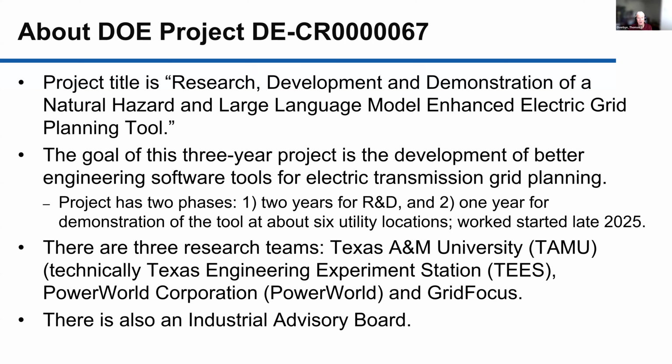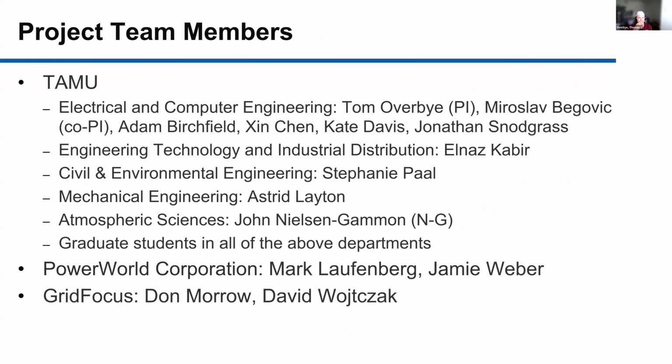This project involves us here at Texas A&M University, people at PowerWorld Corporation, and then a consulting firm called Grid Focus. Okay, so that's the project team members. The reason why I put it on is we have project team members, of course, from electrical and computer engineering, power systems people, but we also have people from mechanical engineering, atmospheric science, civil and environmental engineering, because we're trying to model the impact of external events such as earthquakes or more extreme weather on the grid. So we're tapping the expertise that we have here on campus to develop good models for those things, and then take that information and bring it into a power flow so that planners can use it.